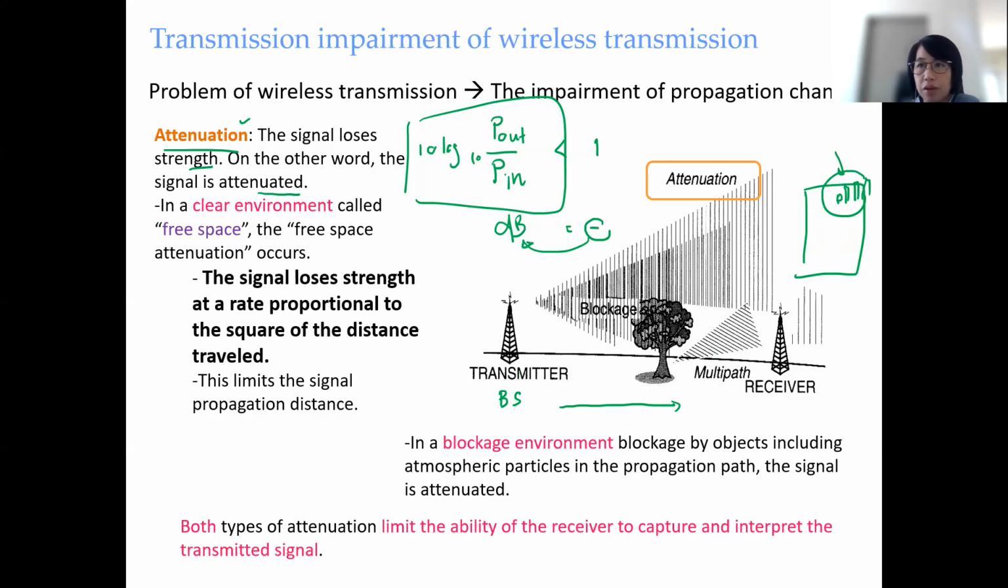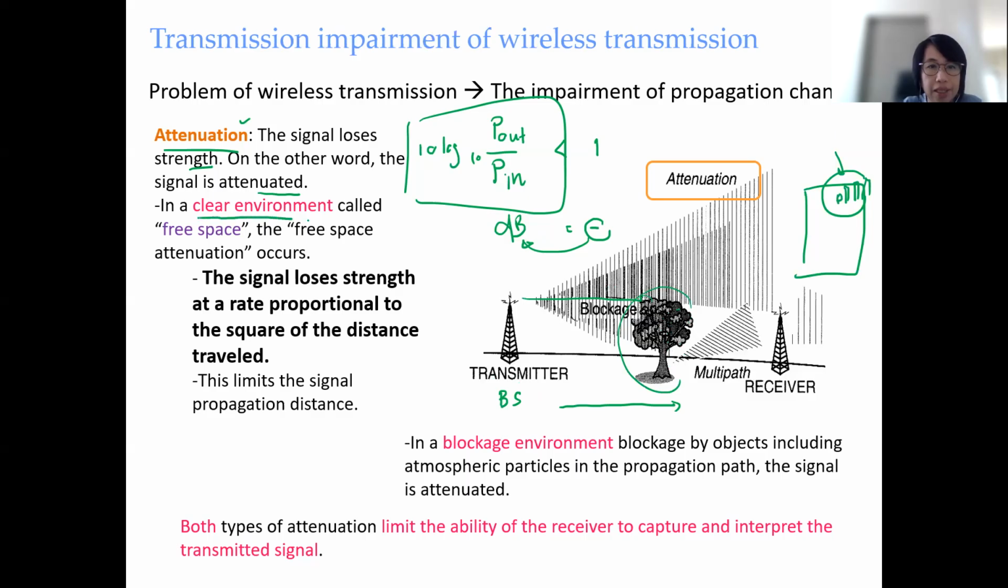Because when you walk out, the coverage area, I mean the distance, is increasing when you move apart, right? So of course the power will decrease. This is a fact. The attenuation happens all the time when you move away from the base station, without consideration of blockage, even in a clear environment.